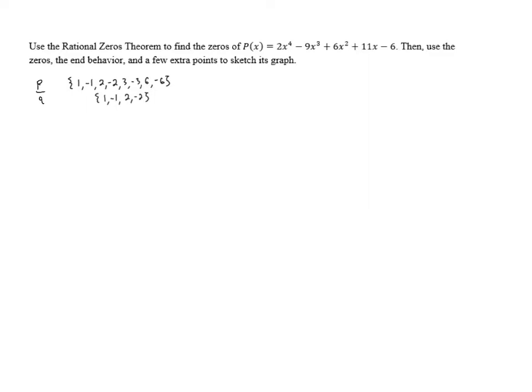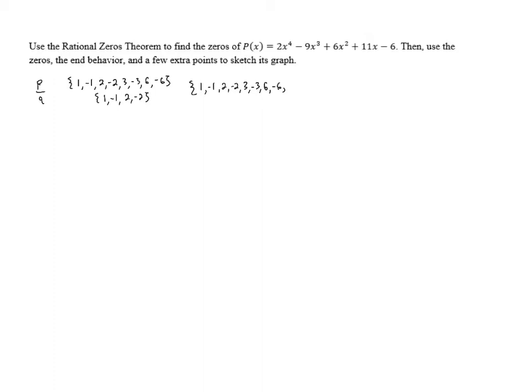So effectively, to get all of the possible rational zeros, we can look at all of these numbers and divide them by either 1 or 2. We don't have to worry about the negatives because we have the negatives taken care of up there. So the list of possible zeros, if we divide all of these by 1, gives us 1, negative 1, 2, negative 2, 3, negative 3, 6, and negative 6.